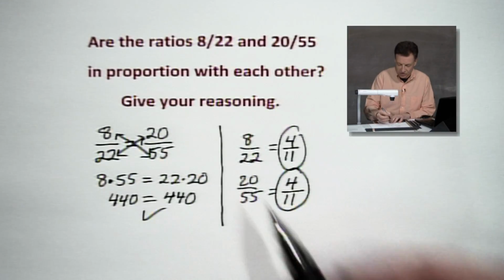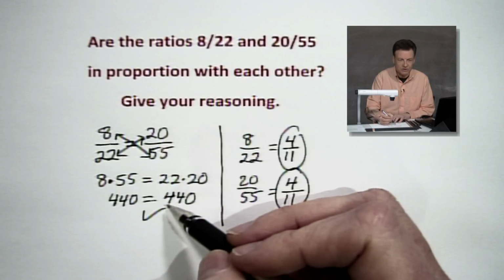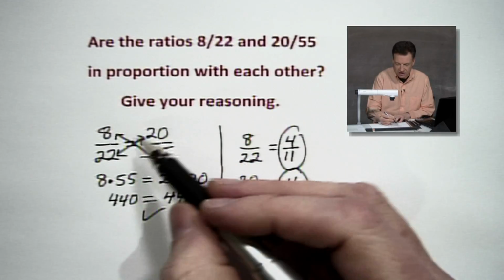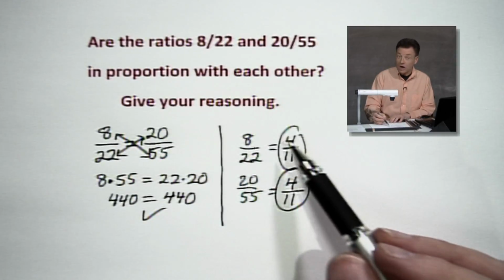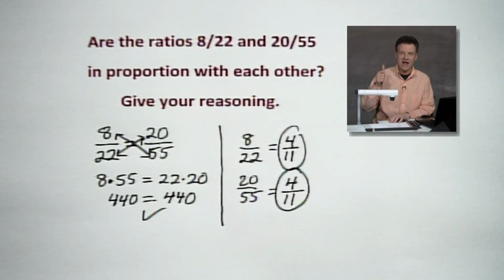So there's two ways we can do it. We can do the cross multiplication, which is a beautiful thing. Take your extremes together, take your means together, and get the same number. Or reduce down and get the same fraction, the same ratio on both sides. Yes, 4 over 11. Two ways to work the problem.